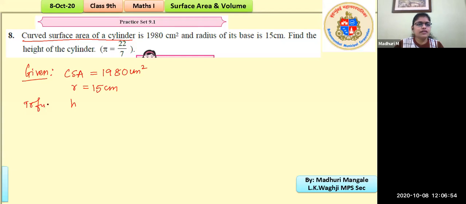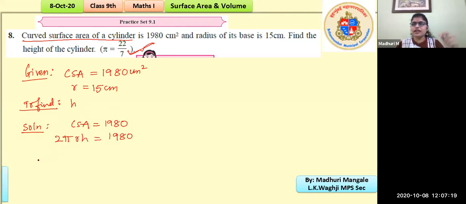So we are asked to find the height, and also we are given pi. So be very careful. You have to use the same value of pi, that is 22 upon 7. So let us begin with the solution. CSA equals 1980. What is the formula for CSA? That is 2 pi r h, which is equal to 1980, right? Be very careful with this question, because again, you can do the calculations in a smart way. So twice of pi is 22 upon 7, radius is 15. We don't know the height, we keep h as it is, which is equal to 1980.